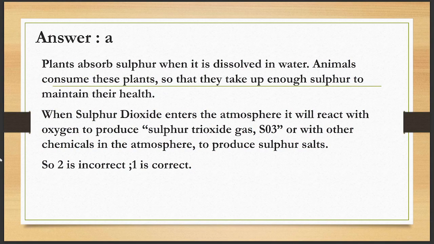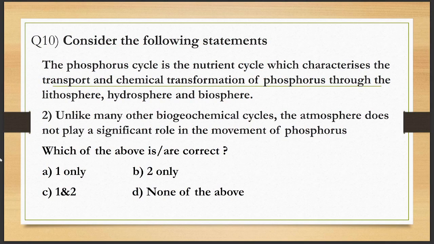So right answer is A. Second statement is incorrect because when sulphur dioxide enters the atmosphere, it will react with oxygen, yes, but to produce sulphur trioxide gas, SO3, not sulphur dioxide gas. So that's why second is incorrect. First is absolutely correct statement. Now let's move to the next question.